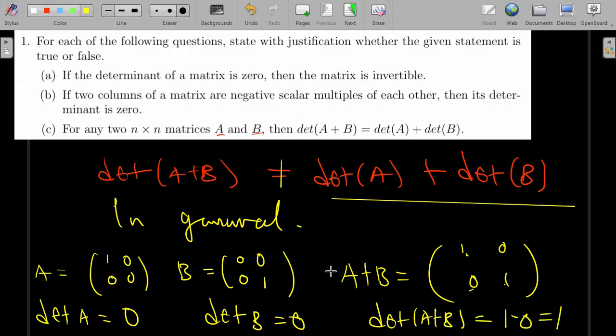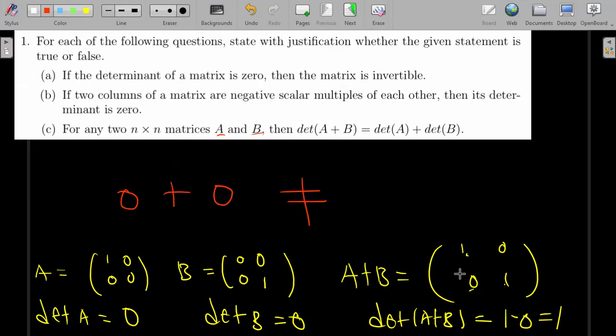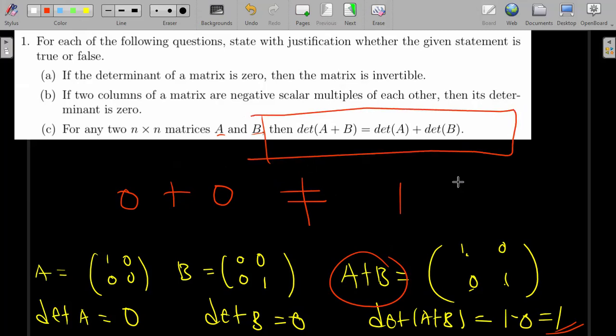So you see that if I add the individual determinants, the determinant of A plus the determinant of B, which is 0, it's not equal to the determinant of A plus B, which we found here to be 1. So that's the justification that you give there. In general, this is not true, so we say that statement is false.